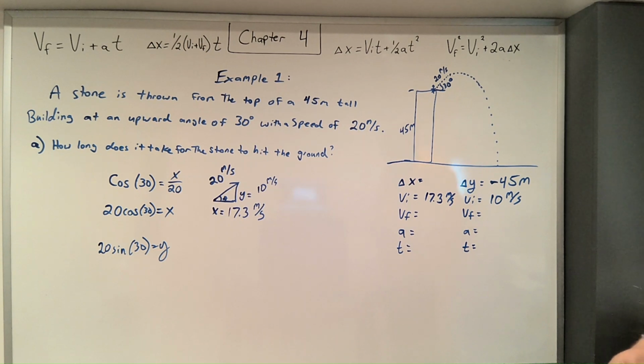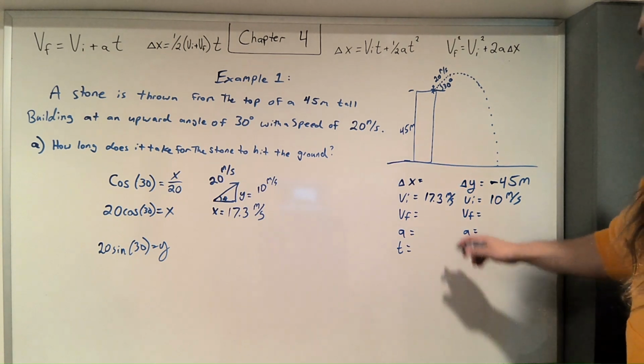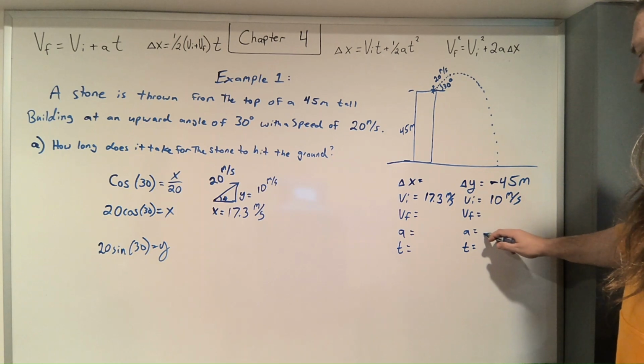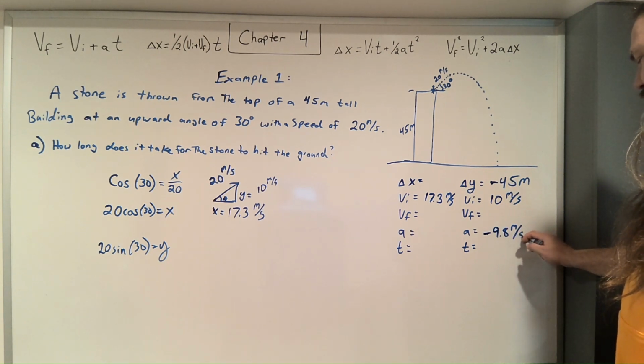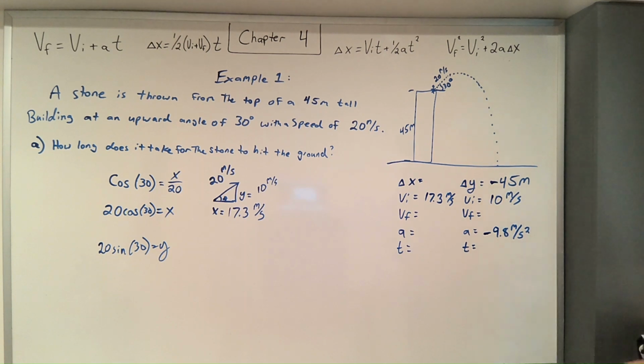What else do we know? How about acceleration? Do we know anything about acceleration? Well, this is a free fall object once it leaves our hands, right? The rock doesn't have any type of booster engines or anything like that that's going to give it some type of acceleration, which means it's a free fall object. Free fall object means that I can put in a negative 9.8 meters per second squared for the acceleration in the y due to gravity.